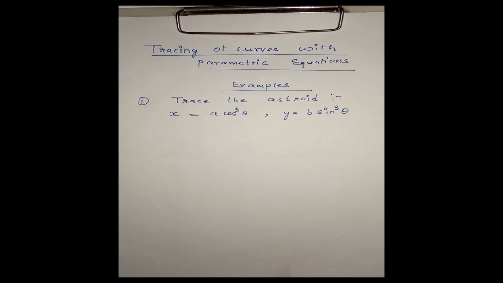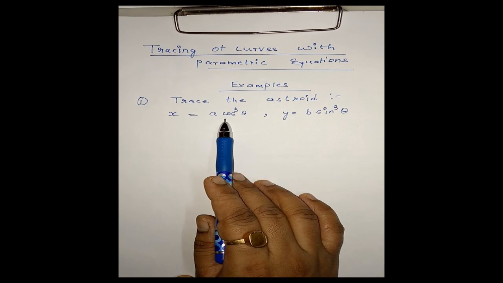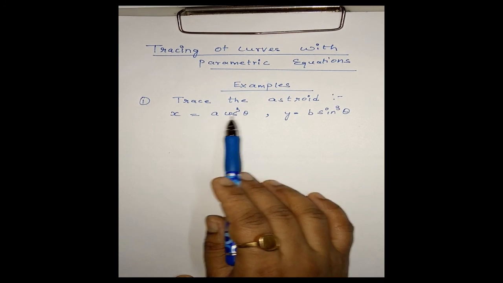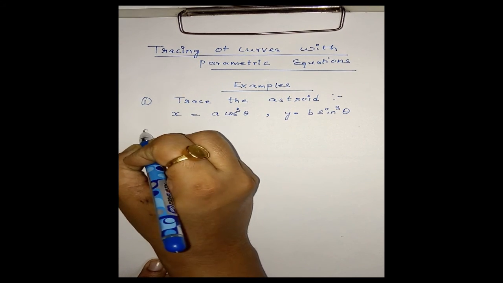Hello friends, in this video I am going to discuss some more problems on curve tracing when the equation of the curve is given in parametric form. Now consider the example: trace the asteroid x = a cos cube theta and y = b sin cube theta. This is the equation of the asteroid. Let us trace this curve.